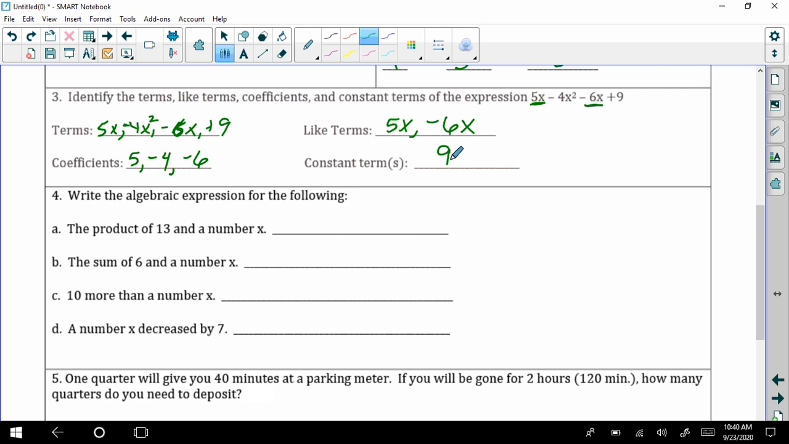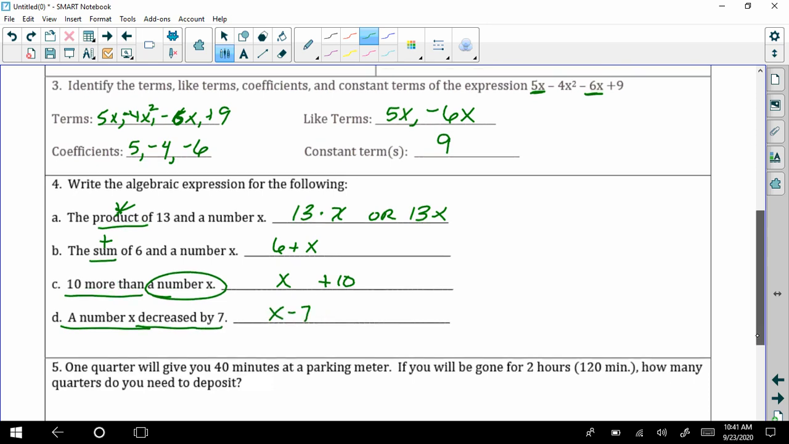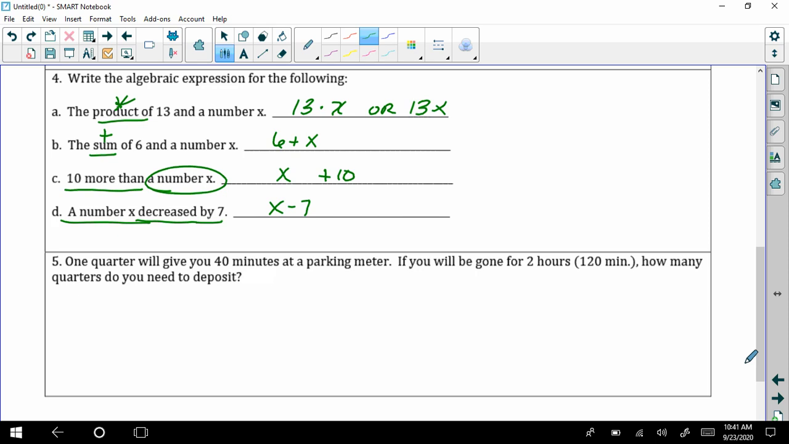Write the algebraic expression for the following. The product means times, of 13 and a number x. So 13 times x, or you can just write it 13x. The sum means add. 6 and a number x, so 6 plus x. 10 more than means I'm going to add 10 to a number x plus 10. A number x is being decreased by 7, so x minus 7. It has to be in that order.